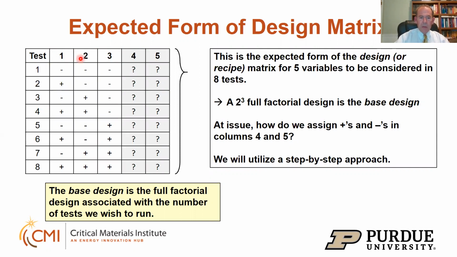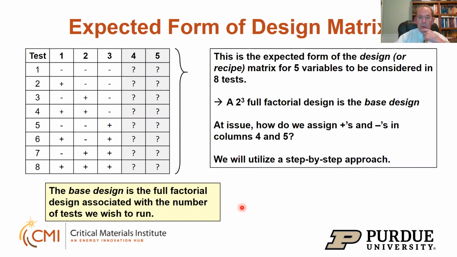As we learned in our last webinar, we can write out, using the alternating plus and minus signs, or minus and plus signs in column 1. Here we have column 2 in groups of 2 minuses, 2 pluses, and so on. So this is all possible combinations of these 3 variables in these 8 tests. Our goal here is to introduce variables 4 and 5 in addition to these first 3 variables. So the base design, just as a definition, is the full factorial design associated with the number of tests that we wish to run.